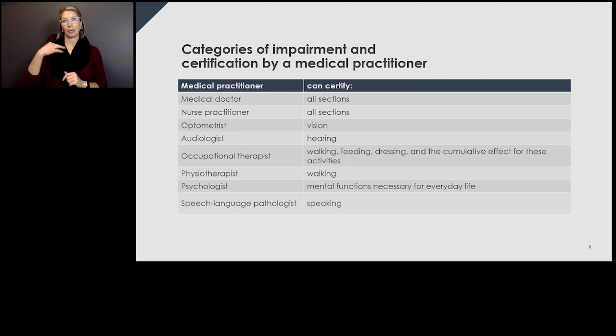The application process requires a medical practitioner to certify the categories of impairment. The categories of impairment are life-sustaining therapy, vision, hearing, speaking, walking, feeding, dressing, eliminating, so bowel and bladder functions, and performing the mental functions necessary for everyday life. Here's a list of medical practitioners who can certify these categories. It's important to note that medical doctors and nurse practitioners are the only practitioners who can certify all categories.